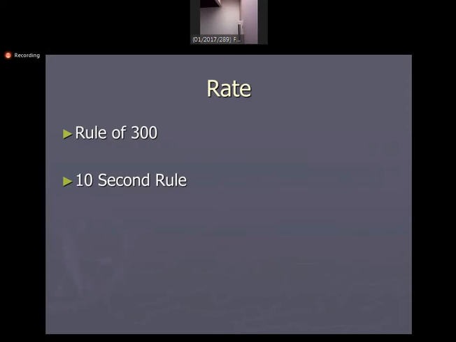Now, rule of 300 and what is the 10-second rule? We usually use them to calculate the heart rate. I will tell you later on.